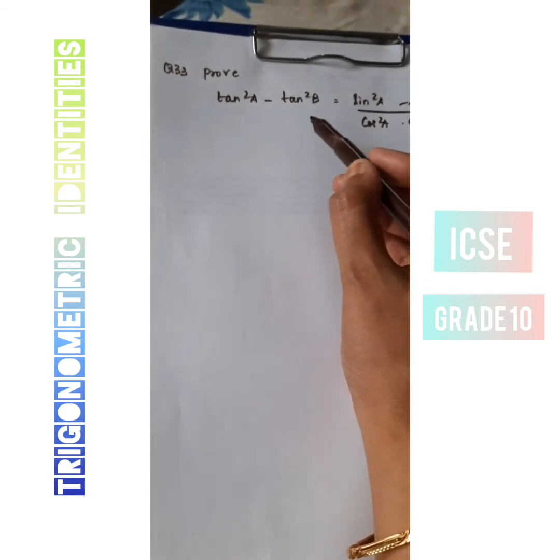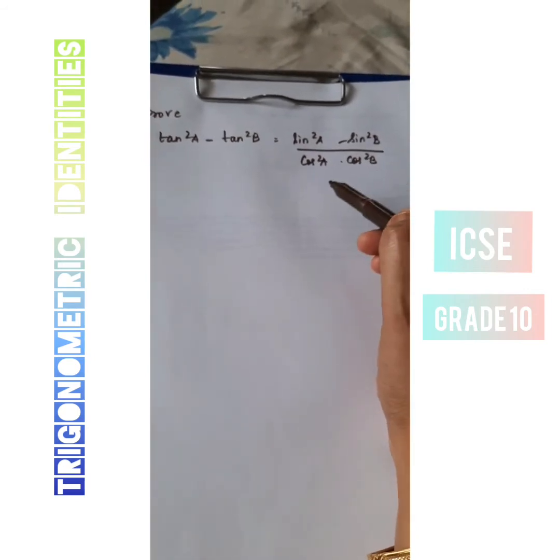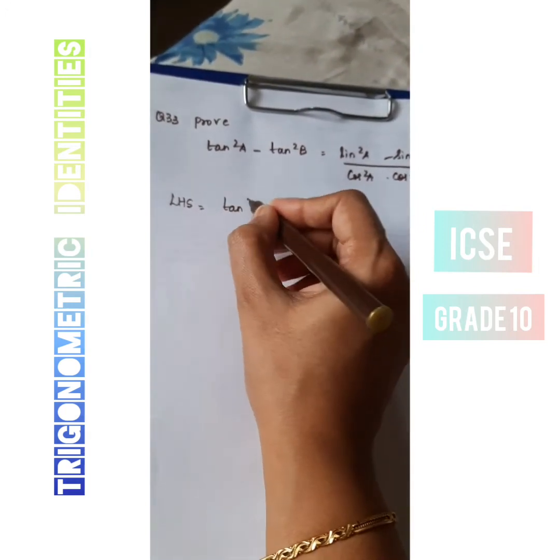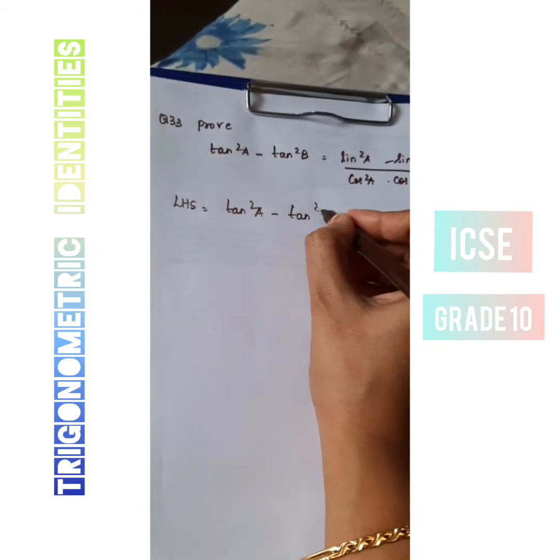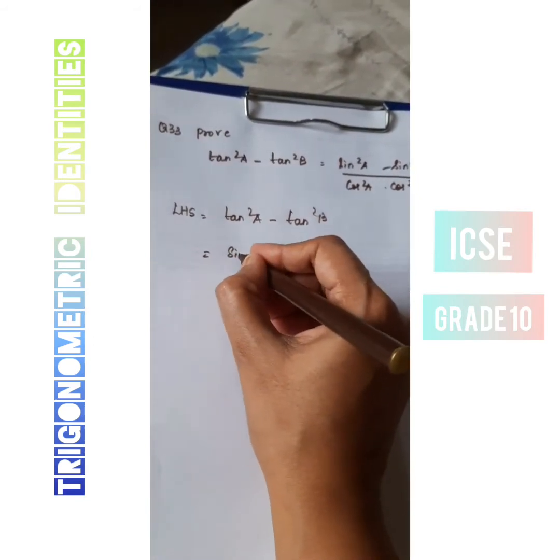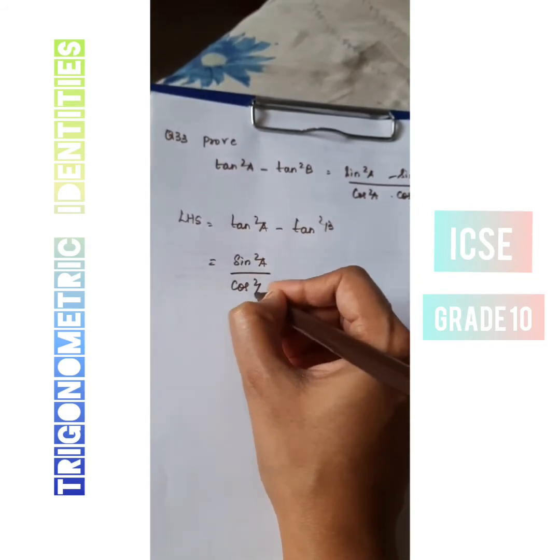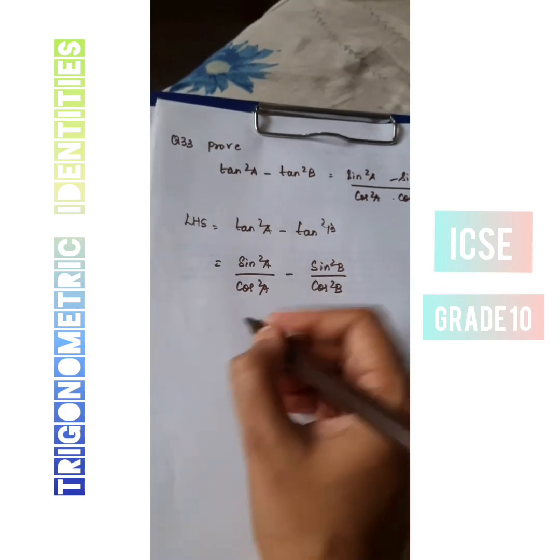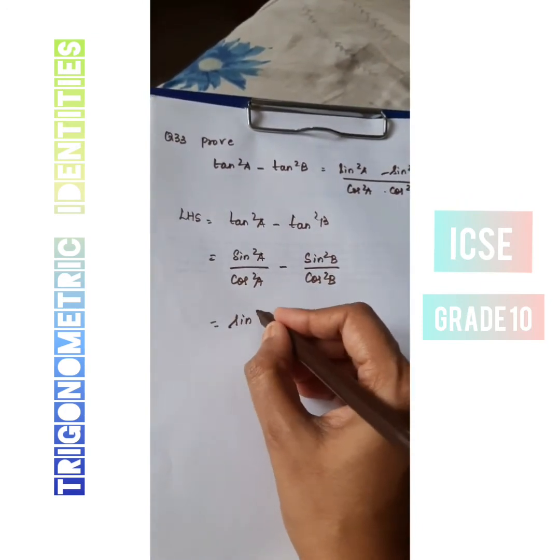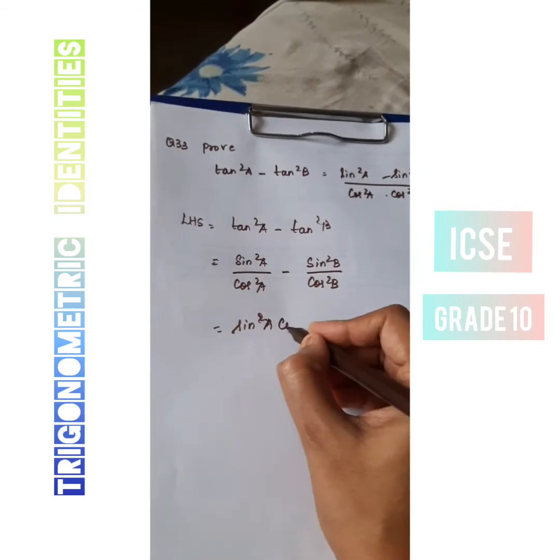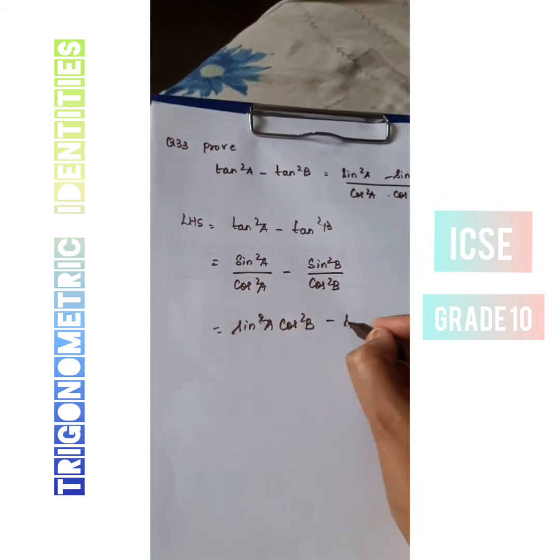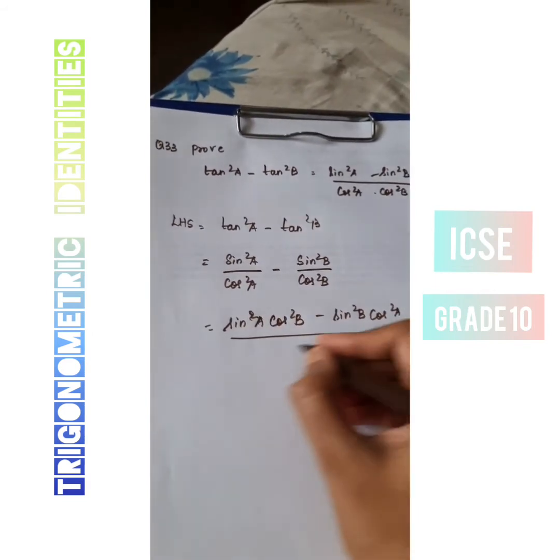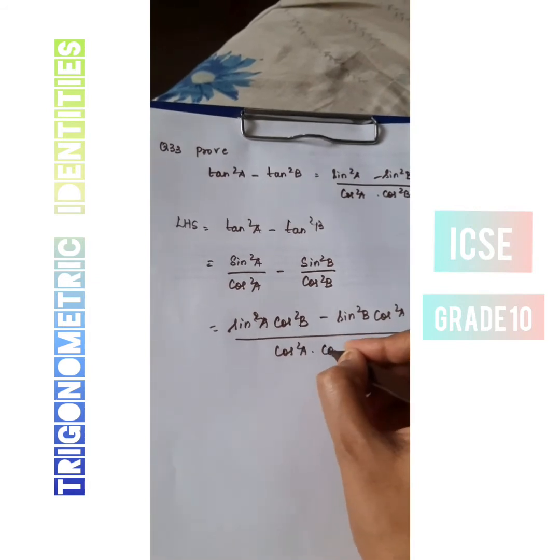Next question 33. So we can just take the LHS, tan square A minus tan square B. So sine square A by cos square A is tan square A, minus sine square B by cos square B. We need to take the LCM: sine square A into cos square B minus sine square B into cos square A by cos square A into cos square B.